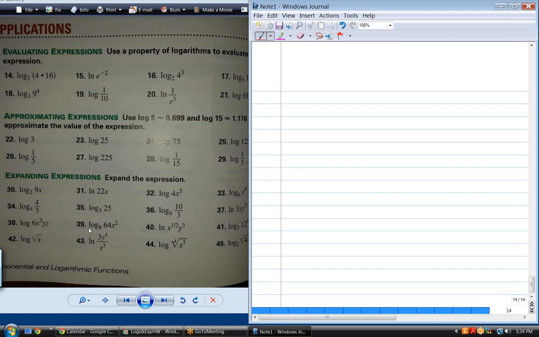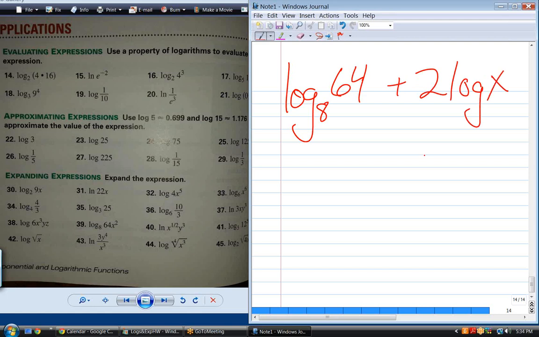And let me jump around here. I don't think you need all these. Let's do 39. Okay. Log base 8 of 2 plus 2 log x. Oh, what did you say? Log base 8, what did you do with the 64? Couldn't that just become 2? Well, first of all, let's write it out. In other words, there's the log of 64, plus, now it's 2 log of x, right?